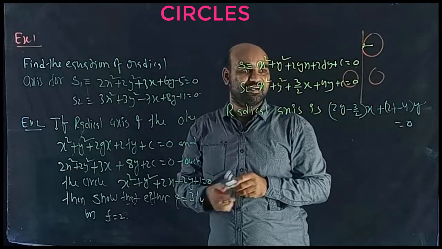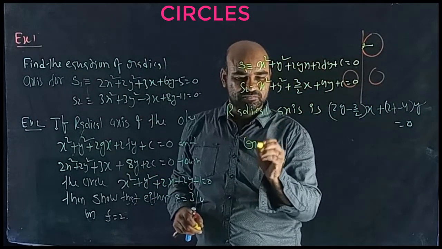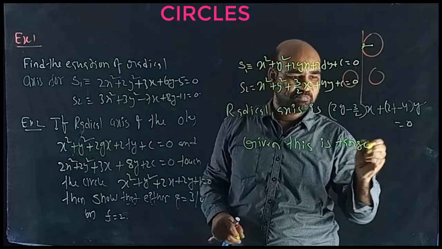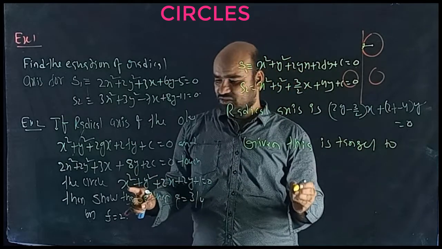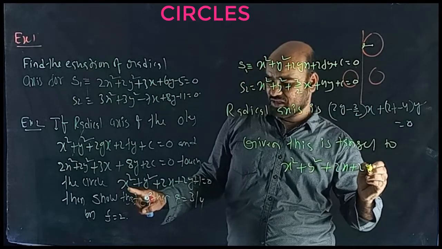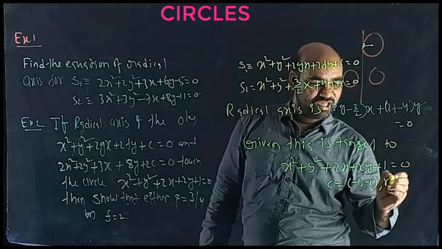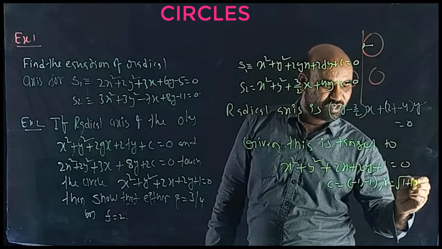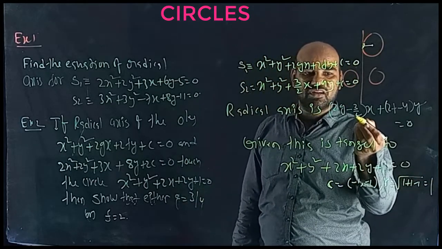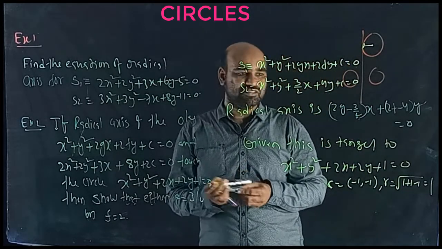This is the radical axis, given that this radical axis is tangent to another circle. So given this is tangent to which circle? x square plus y square plus 2x plus 2y plus 1 equal to 0. Its center is minus 1 comma minus 1. Radius is root over 1 plus 1 minus 1, that is 1. We just want to find the distance from the center to this radical axis, and equating to 1 we get the required values of f and g.